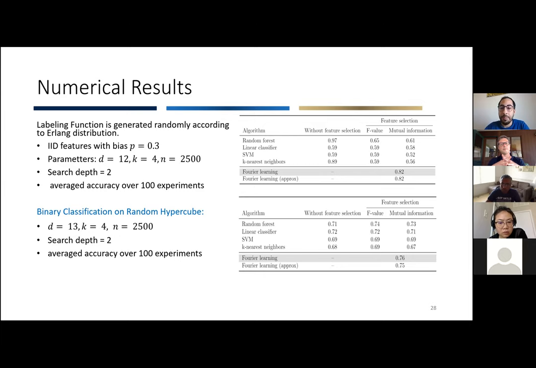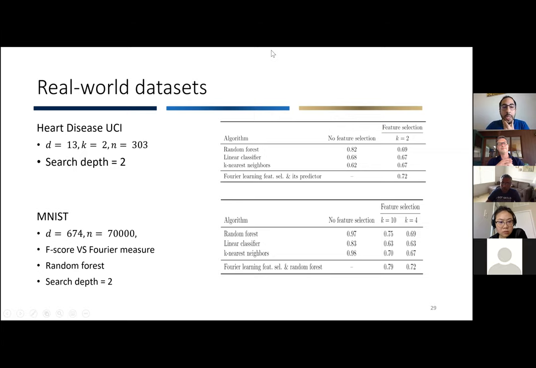Here we also tried two real-valued data sets. One is the heart disease UCI data set, where the dimension is 13. This is a data set used to detect heart disease in patients. We only want to select two features out of 13 features, and we have only 300 samples. Here are the results, where we give improvements over those features.